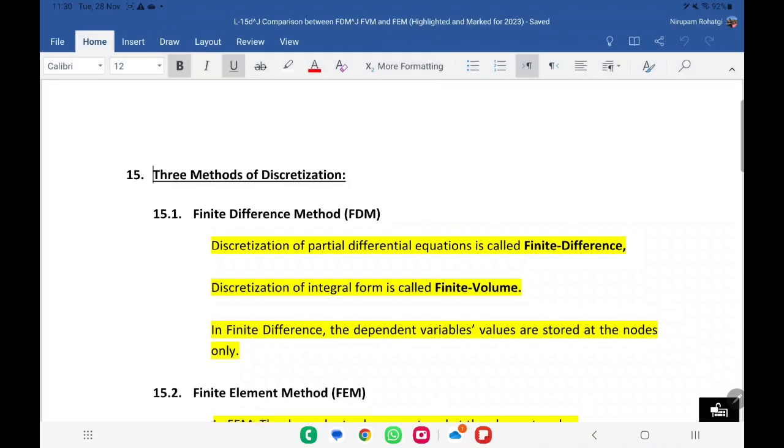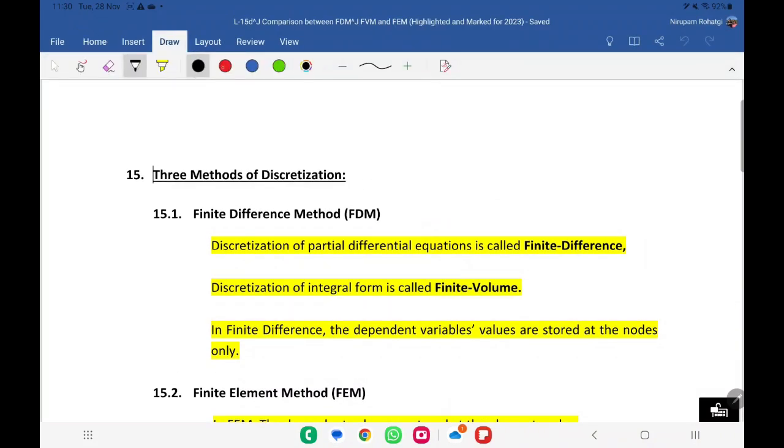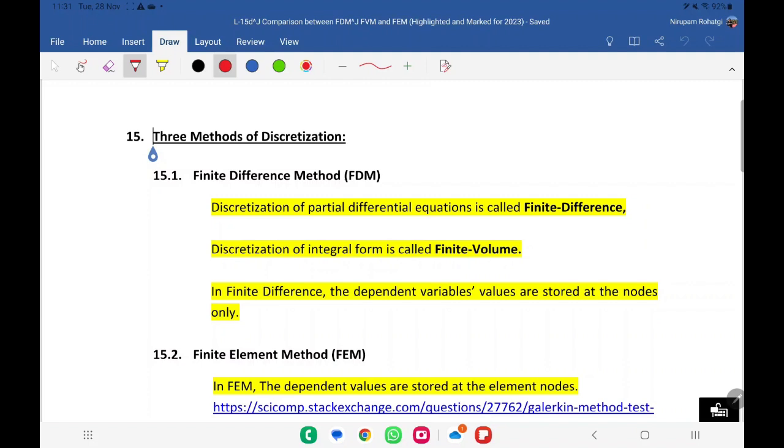Now what I am trying to do is compare the methods as much as we can, to understand the difference between the basics. So now we are talking about all the three methods together. So what is FDM? In FDM, discretization of the partial differential equation is called finite difference. Okay, so that is called the finite difference equation. Discretization of the integral form is called the finite volume method. So this is one basic difference. In one case we are discretizing the integral form, in the other case we are discretizing the partial differential equation.